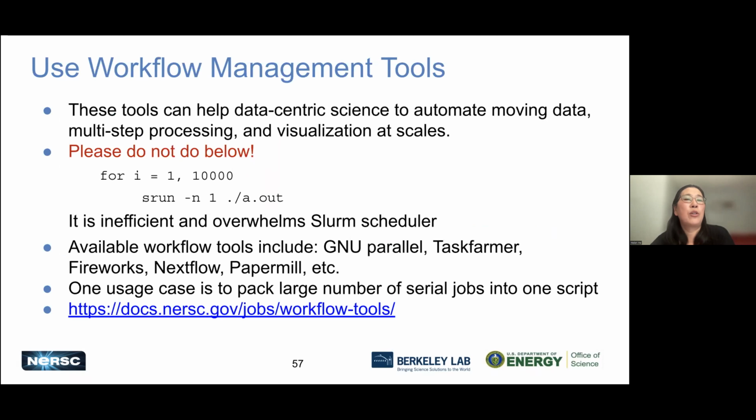So we do have some other workflow tools. I'm just giving you one example here. In the next slide it will be GNU parallel. But basically, what we want to tell you is: do not do srun one node, one core, my job, and then do a big loop. When you do that, it'll overwhelm the batch scheduler, and it's very inefficient. It could kill other people's whole Slurm session.